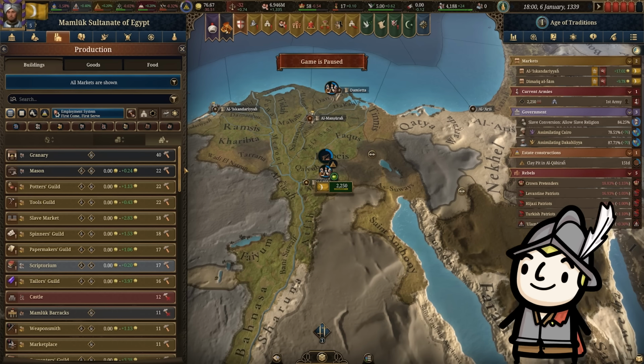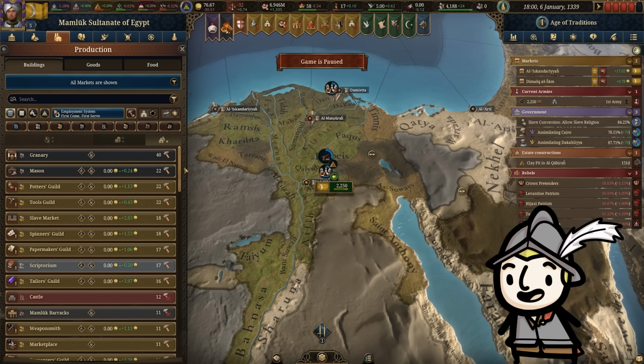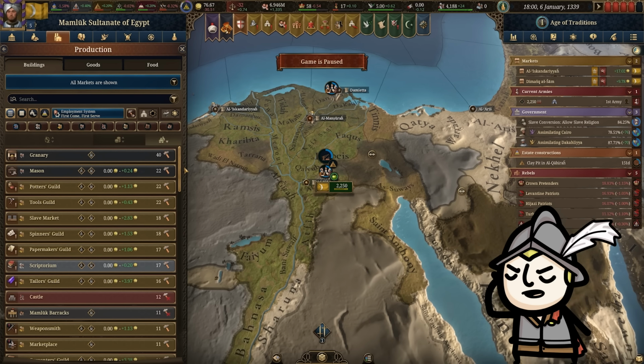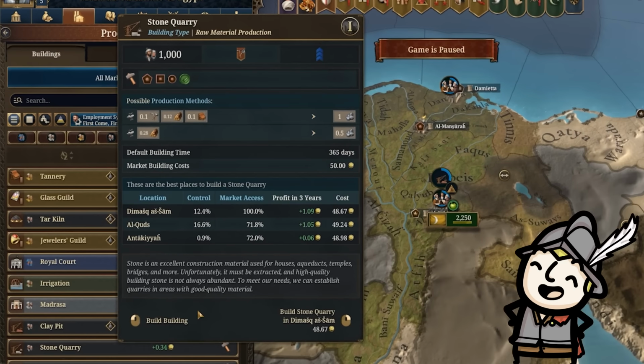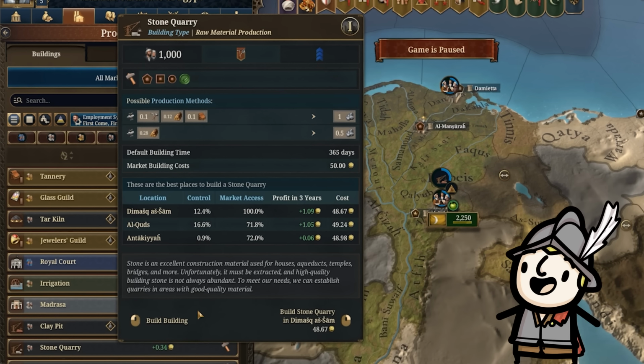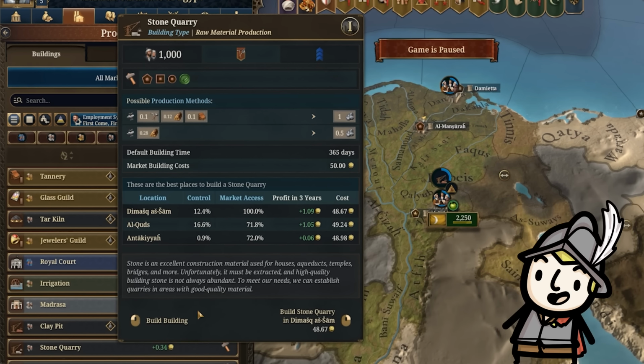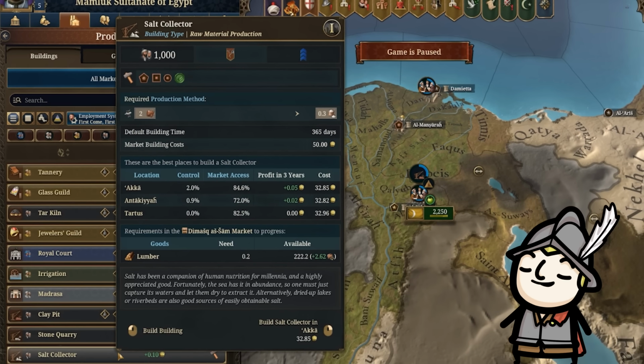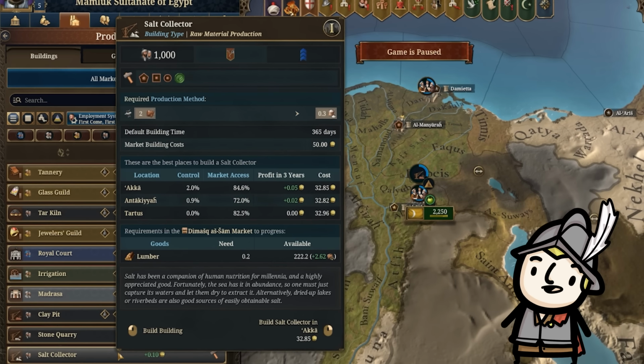This at least tangentially brings us back around to the next point I wanted to discuss, and that is all of these buildings we are going to construct has a cost, not only in ducats out of your treasury, but in goods out of your market. For example, our stone quarry here cost us ducats. Now every building has a base cost and a modified cost depending on the actual cost of goods in that location. Our salt collector here will take ducats and lumber.